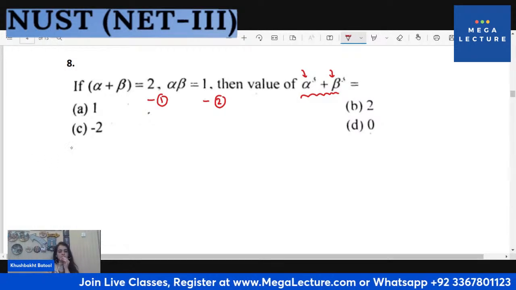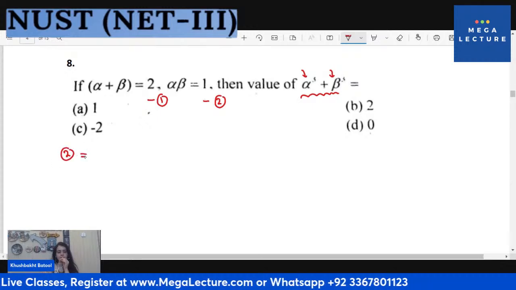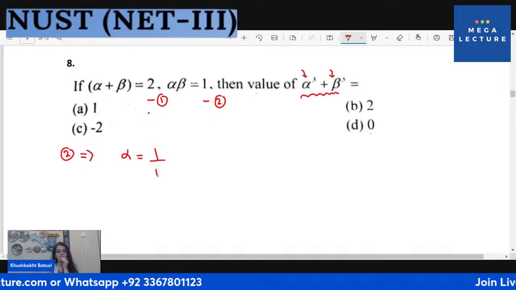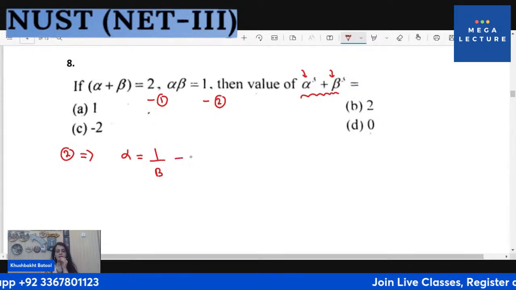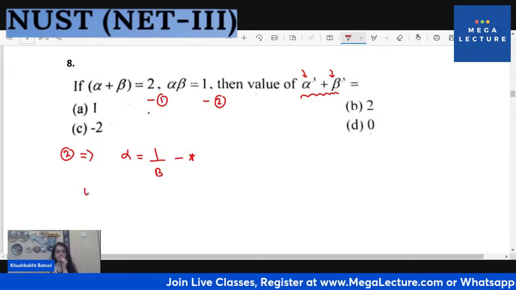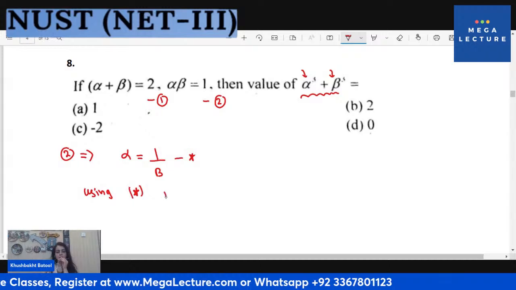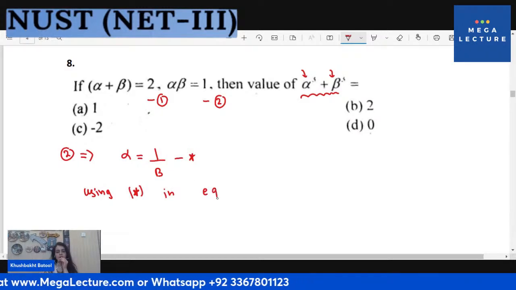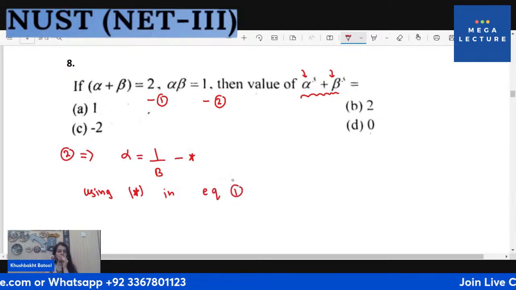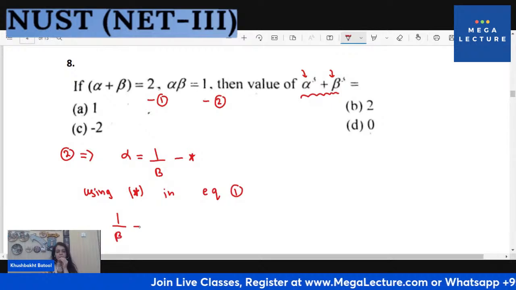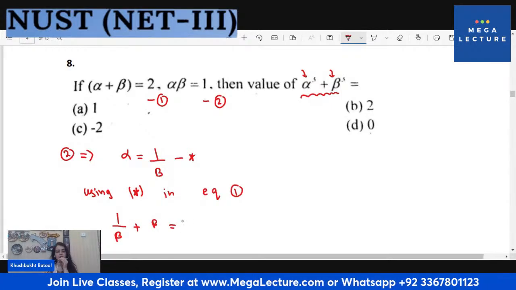I can use equation number 2 to find the value of alpha. Alpha is 1 over beta. Now I can use this new equation, star, in equation number 1. Okay, so using star in equation 1. I'm obviously writing it this way for your understanding. You're not supposed to do it this way in any exam. So it would be alpha plus beta, so 1 by beta plus beta equals 2.